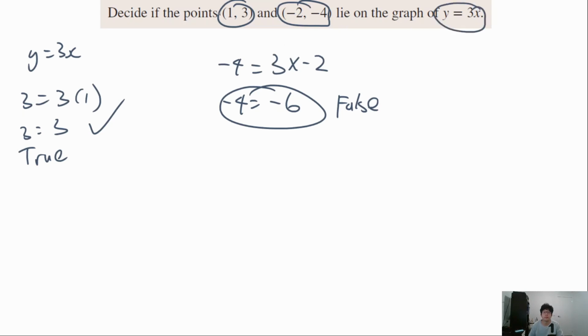So we can decide if a point lies on a particular graph or rule by substituting it into the equation. So in short, we're going to substitute the x into the x and the y into the y.